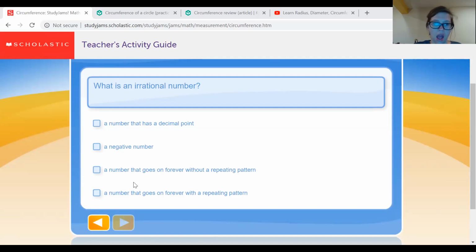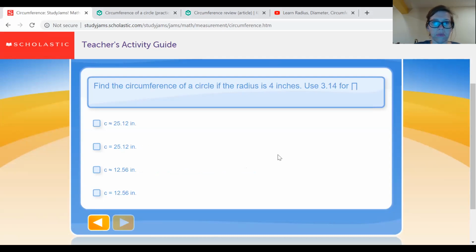All right, I'm gonna go with C, a number that goes on forever without a repeating pattern. All right, question number 6 says to find the circumference of a circle if the radius is 4 inches. Use 3.14 for pi.